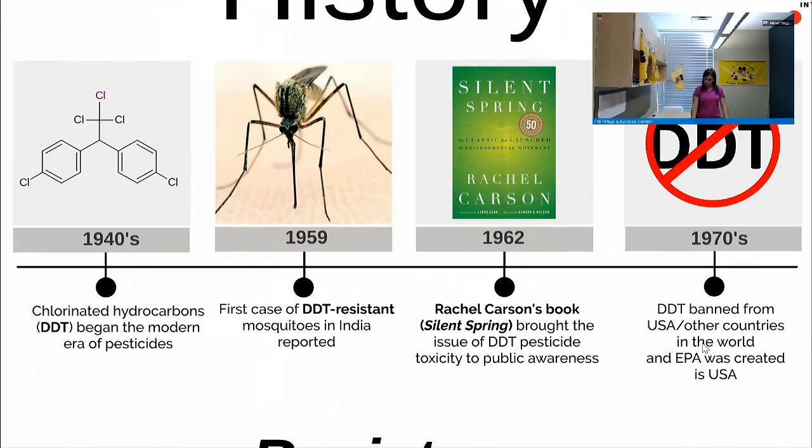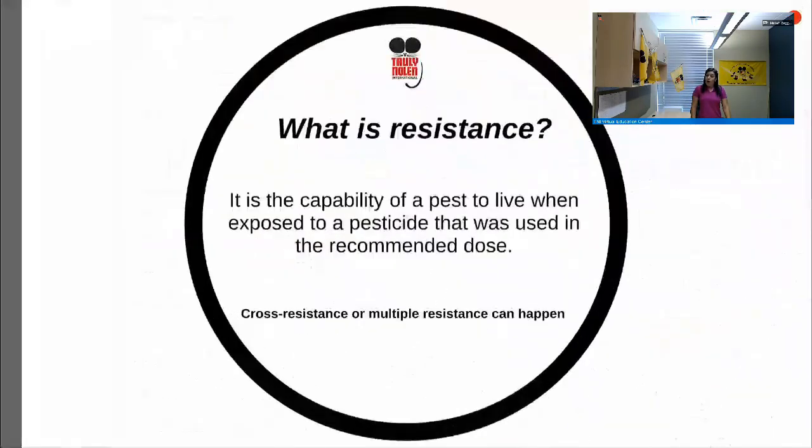So I mentioned the term resistance. What is resistance? A lot of people talk about it, but they don't know the right concept. They say, oh, this mosquito got more resistance. No. A pest is born resistant. Okay? Resistance is the capability of a pest to live when exposed to a pesticide that was used in the recommended dose.